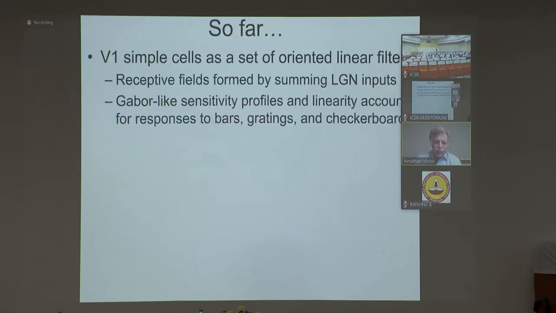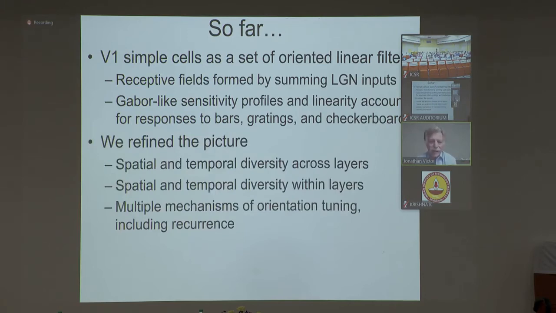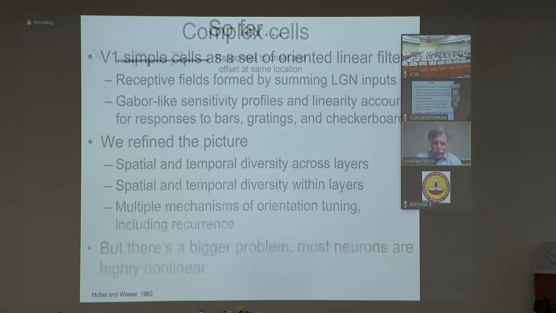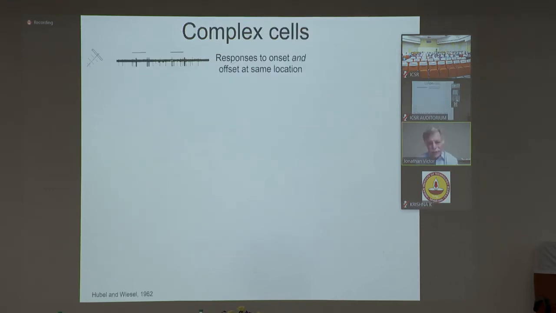So at this point, I've only talked about what are called simple cells, and to summarize, we have a picture of spatial and temporal diversity and multiple mechanisms of orientation tuning. But we haven't even considered what's kind of the biggest problem, which is that all of this discusses neurons through the lens of thinking of them as being linear, when in reality there are some major qualitative and dramatic nonlinearities that make this whole picture more like the tip of the iceberg than the full story. And the presence of major nonlinearities was also noted at the time that Hubel and Wiesel identified the properties of simple cells. And they called cells that had this other kind of behavior complex cells.